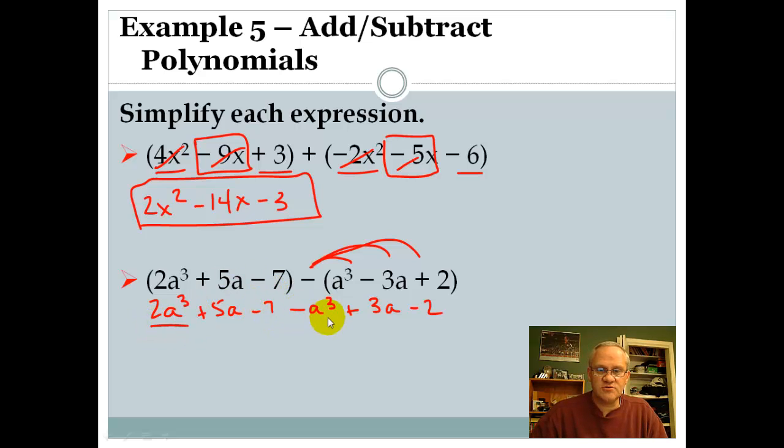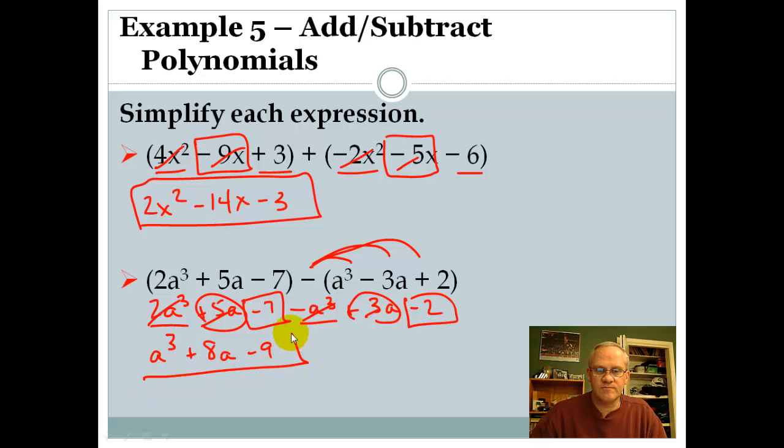I've got 2a to the third minus a to the third is 1a to the third. I have 5a and 3a is 8a. And last but not least, I have negative 7 and a negative 2, which is negative 9. Okay, so when it's subtraction, distribute the negative and then combine like terms.